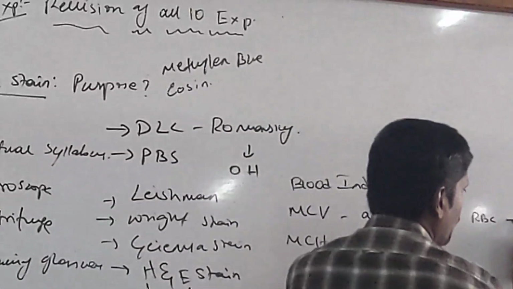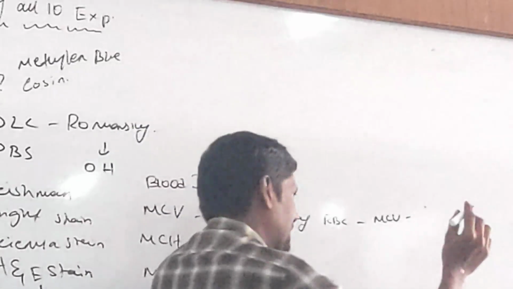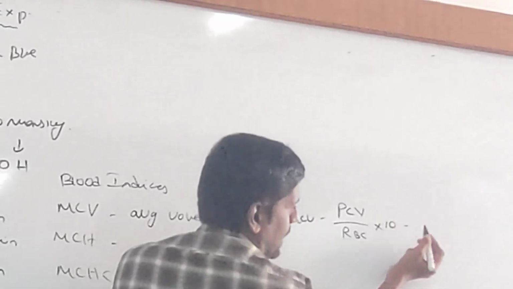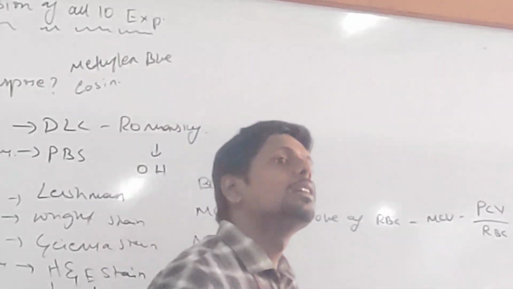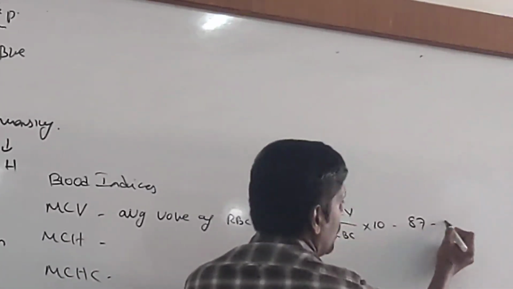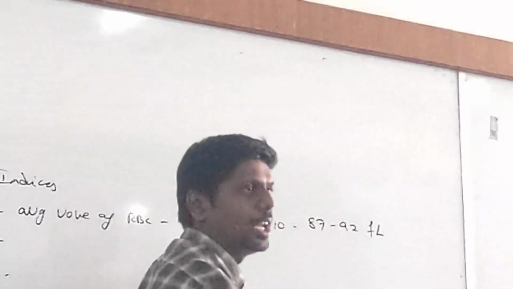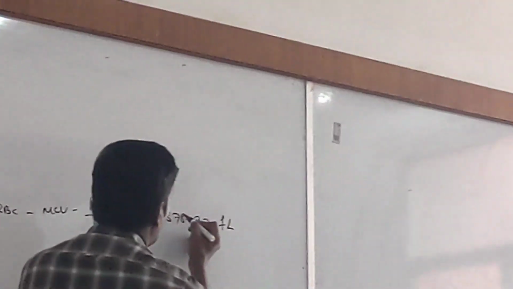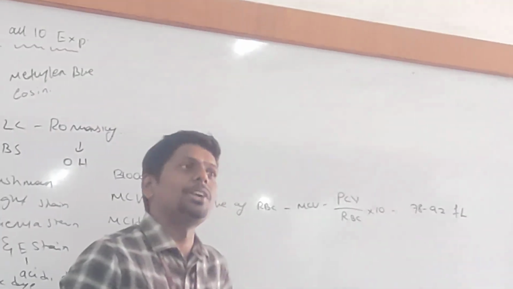So what is the formula of MCV? PCV by RBC count into 10. What is the normal range of MCV? 78 to 92 femtoliters. Femtoliters, F for small letter, L capital letter.